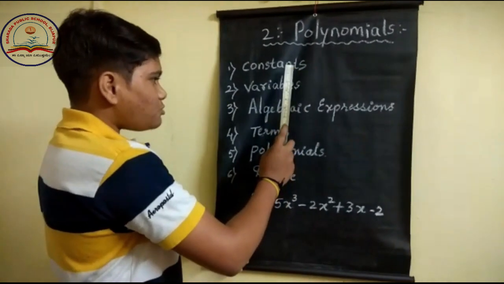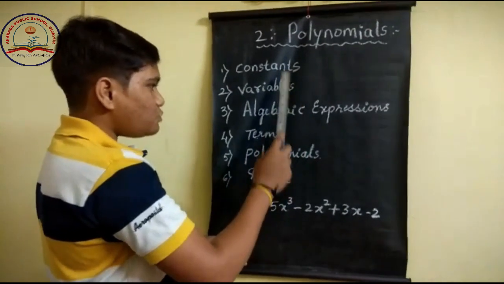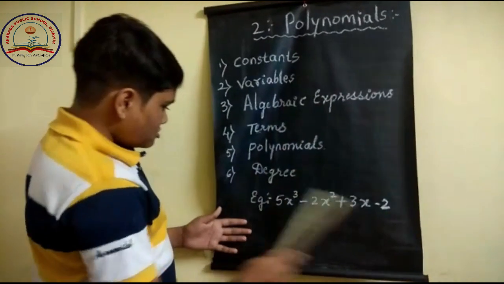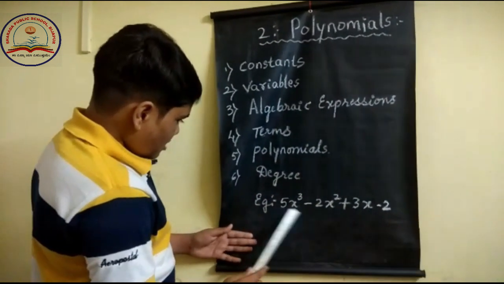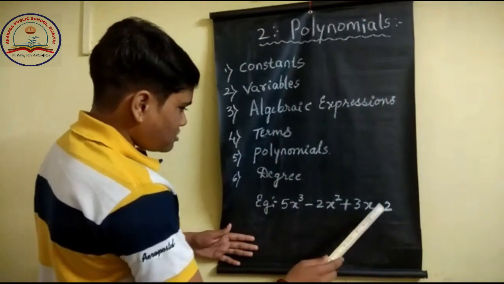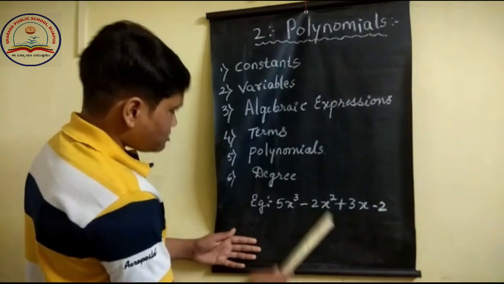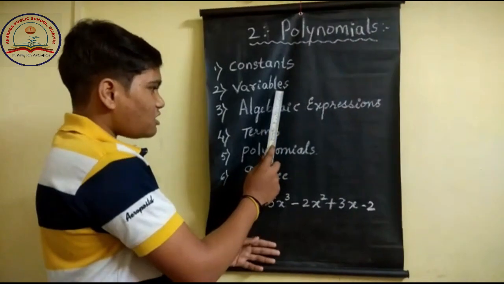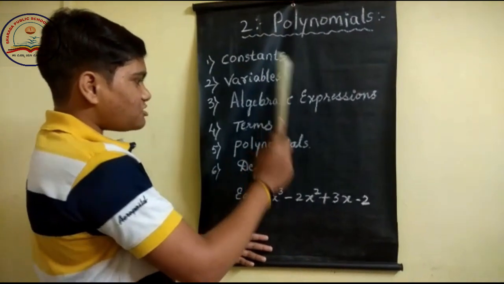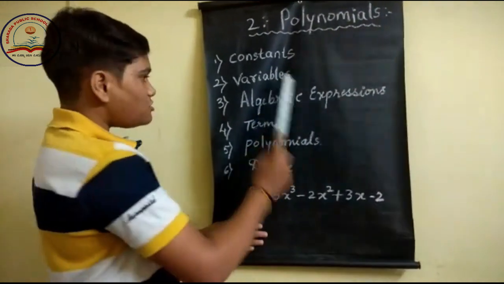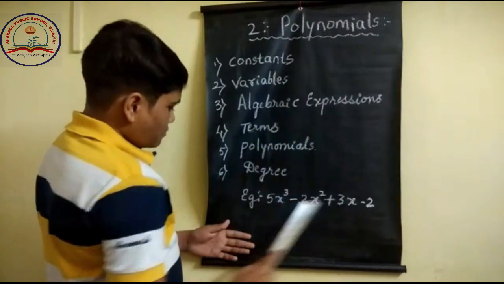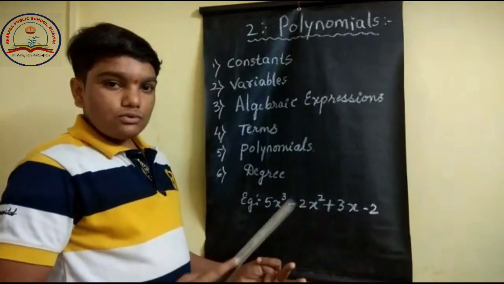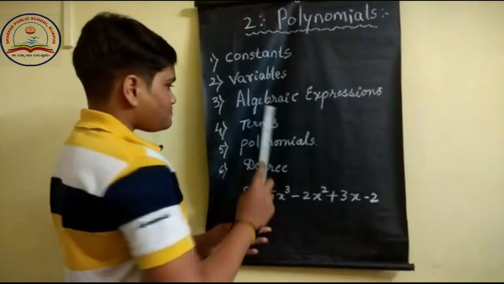Constants. A symbol which has a fixed numerical value is called a constant. For example, in this equation, 5, -2, 3, -2 are constants. Variables. A symbol which can be assigned different numerical values is called a variable. For example, x can be assigned 2, 3, 4, 5.